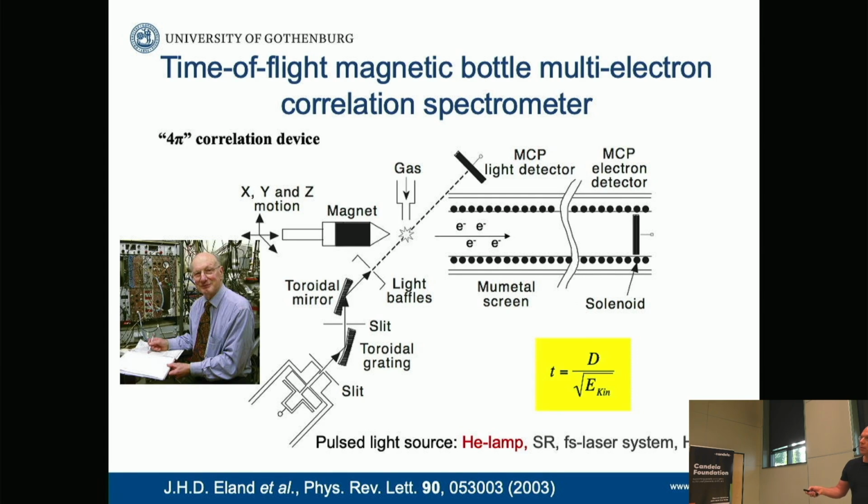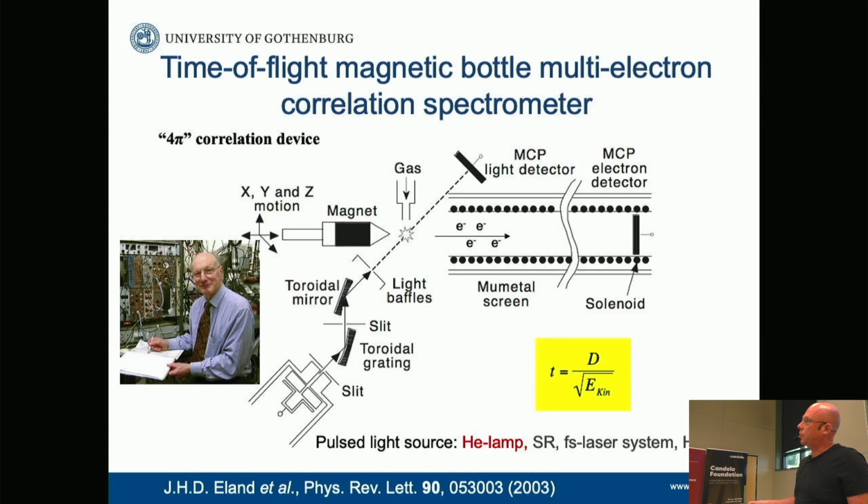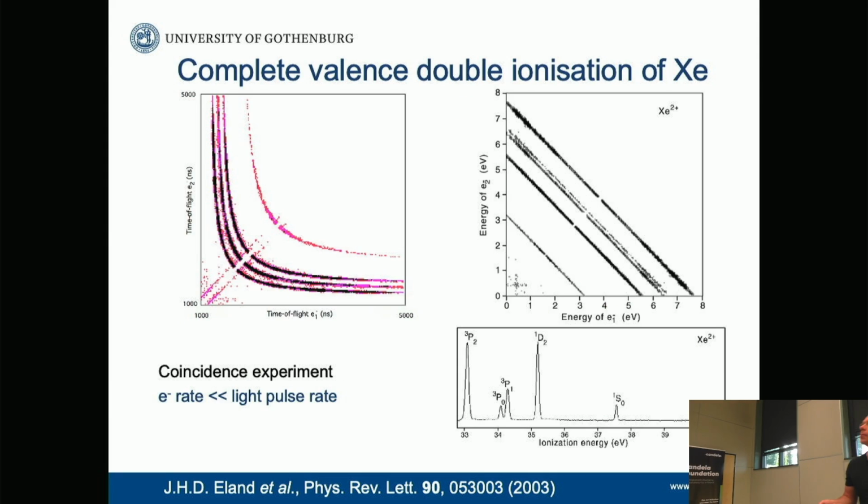We use this classical mechanics, right? This is the kinetic energy. You know basically the travel distance, and then this way you can work out, you measure the flight time, and by using this simple relation, you can work out the kinetic energy. It requires pulsed light sources. Originally, we used pulsed helium lamps. Then it was transferred to synchrotron radiation, and more recently, people actually like it also at free electron lasers and high harmonic generation at the secondary sources, and this also works there.